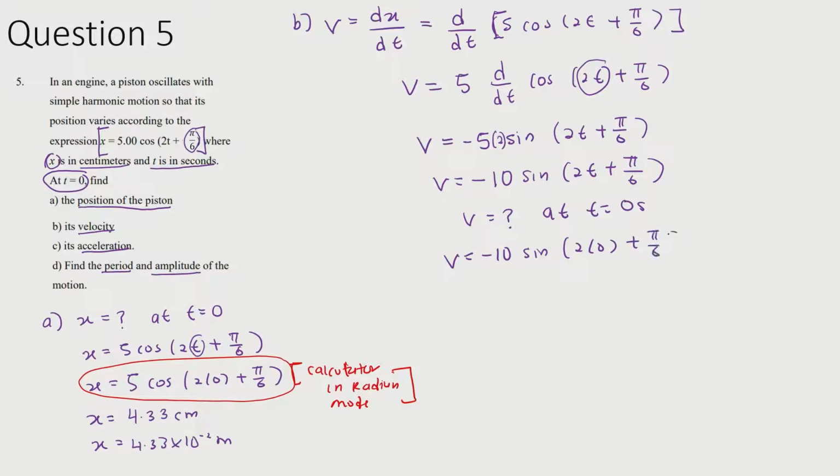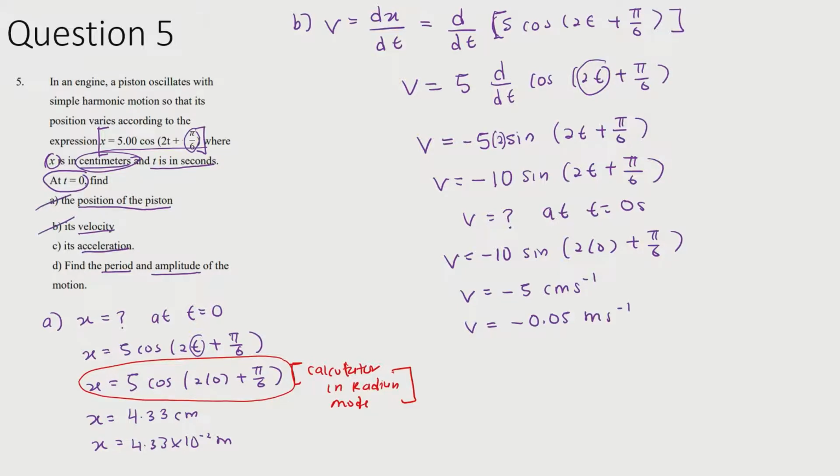So, we just substitute our time with 0. When you substitute our time with 0, it will give you the answer negative 5 cm s^-1. Why is it in cm? Because the expression we're using is in centimeter, but we can change it to meter per second, which will give you the answer of negative 0.05 meter per second. Okay, so we are done with question B.